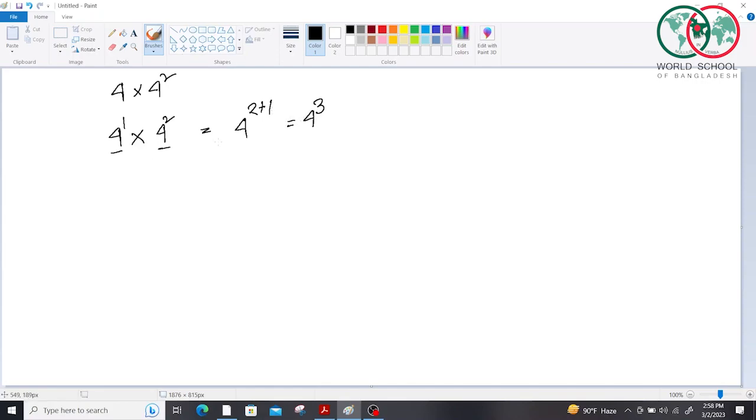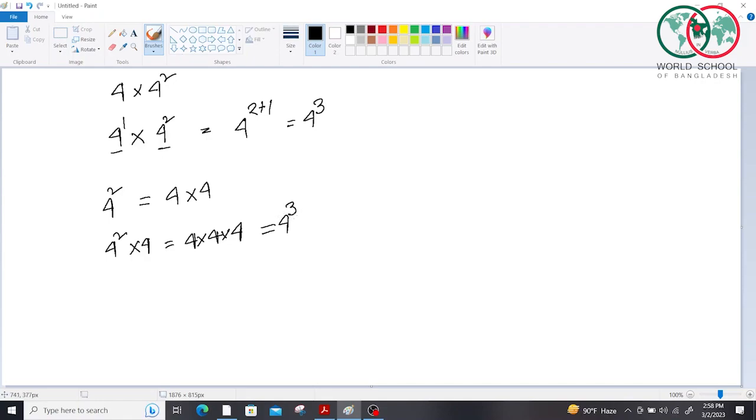So how does this actually happen? You guys tell me, what does 4 squared or 4 to the power 2 mean? We have already seen that 4 to the power 2 means we will multiply 4 twice, right? And when we are multiplying 4 squared into 4, what are we doing? We are doing 4 into 4 into 4, right? So how many 4s are we multiplying now? 3. So we can just write 4 to the power 3 or 4 cubed.